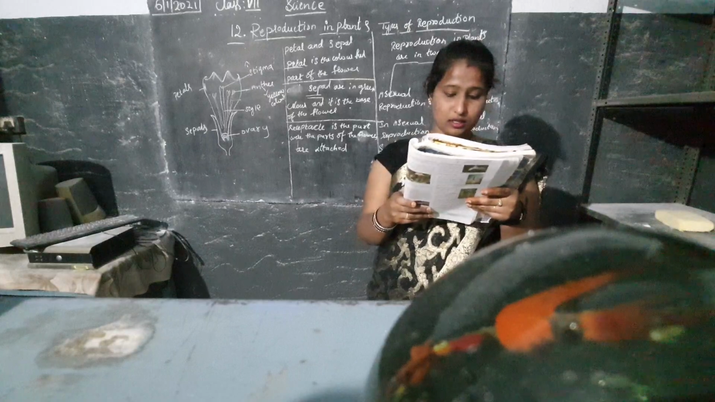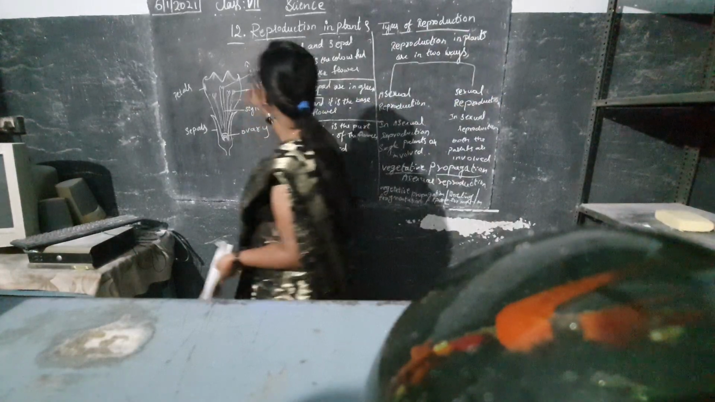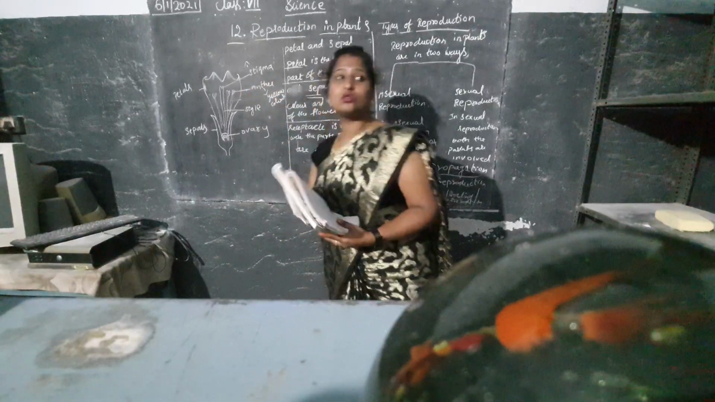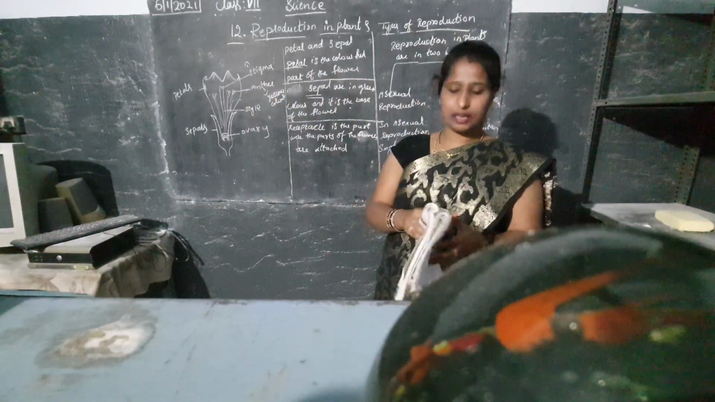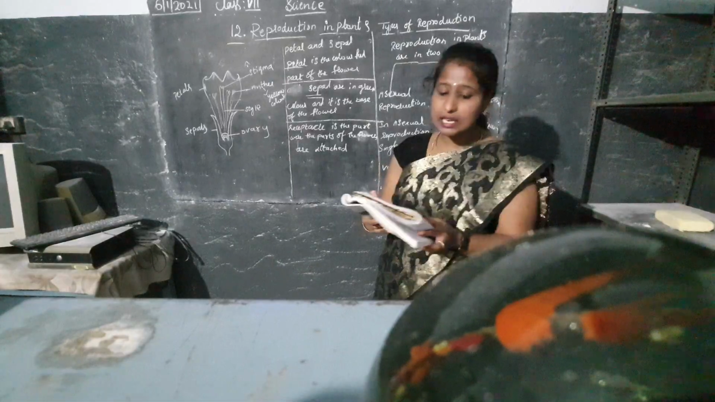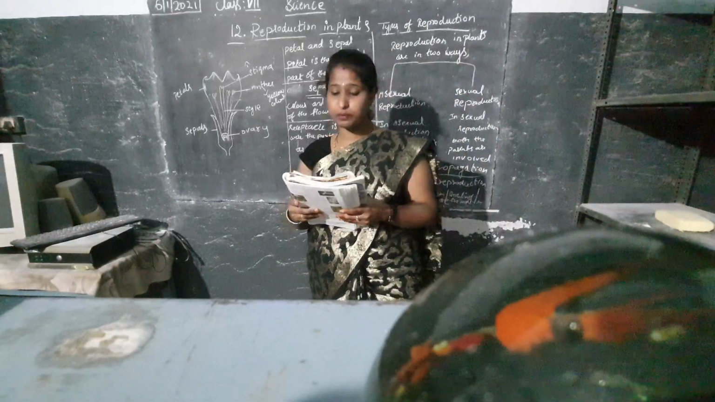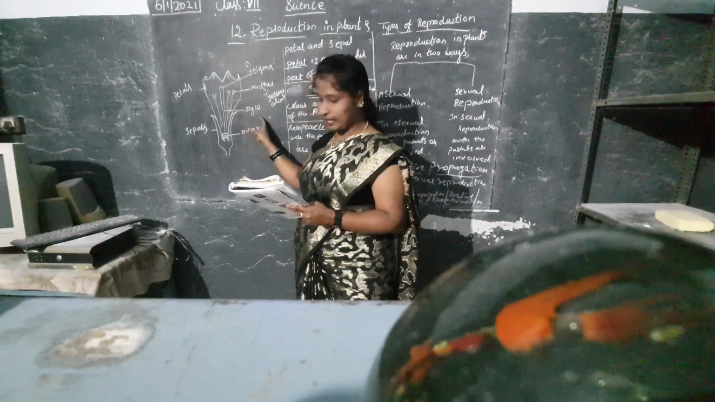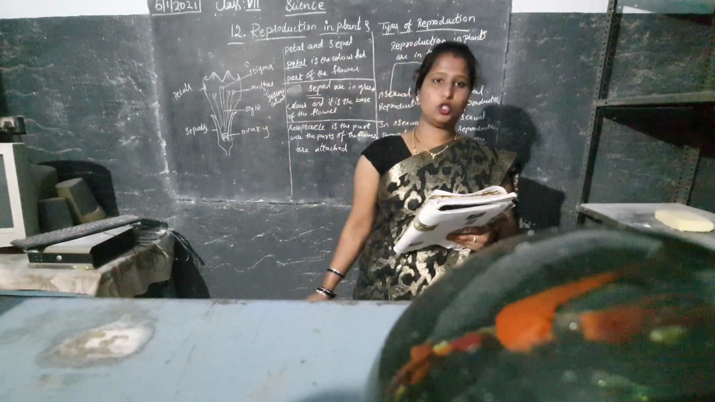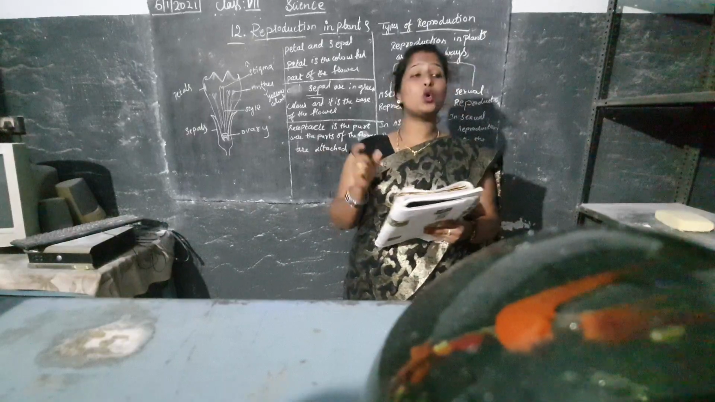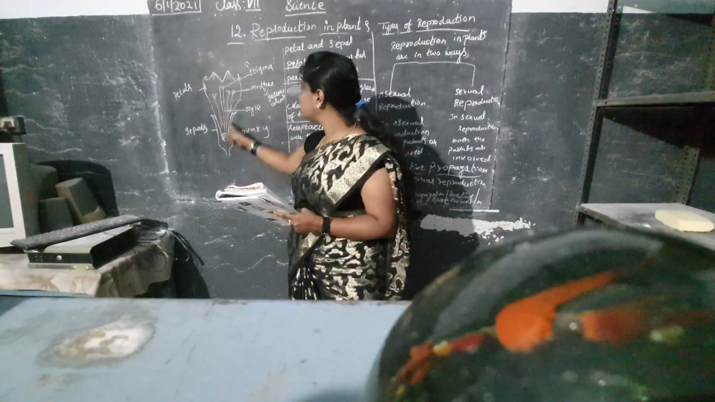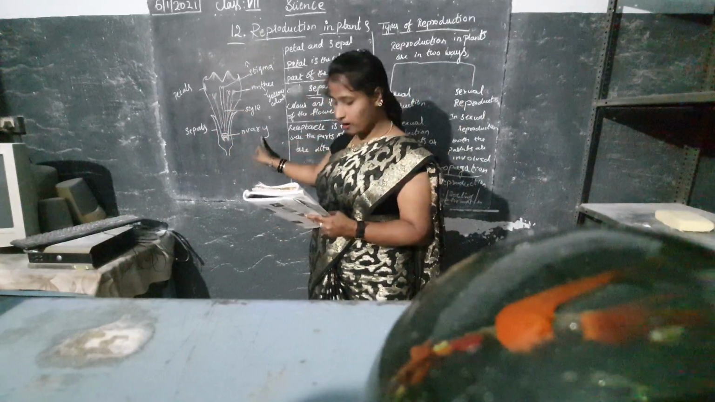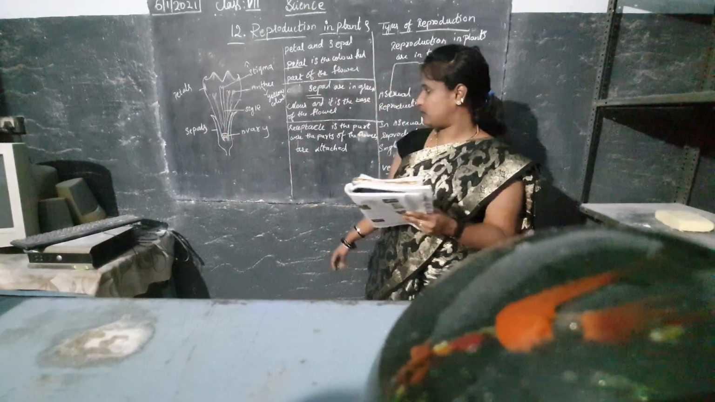Okay, and the stigma. What is the stigma, children? So this is the stigma. The stigma is a sticky surface on the top of the pistil. It traps and helps pollen. Okay, and what is the style? A style is a tube-like structure that holds up the stigma. And the ovary contains the ovules.